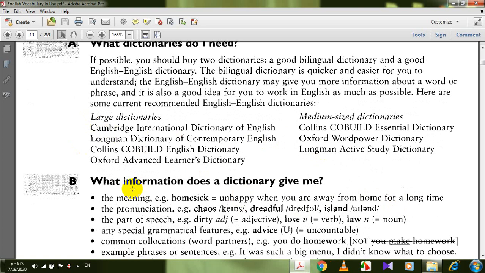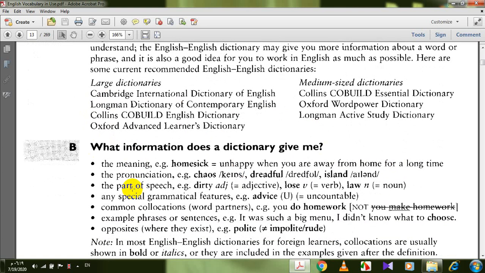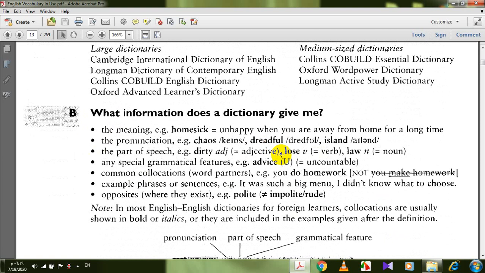What information does a dictionary give me? Very good question. A dictionary gives you the meaning. It gives you the pronunciation. It gives you the part of speech of a word. It gives you the special grammatical features, like countable, uncountable. We have just talked about the special grammatical features, countable, uncountable.